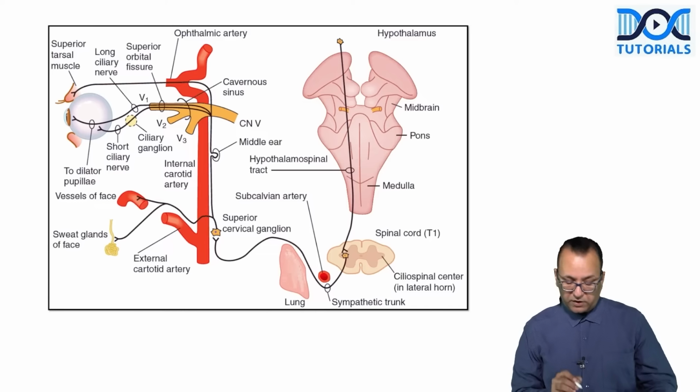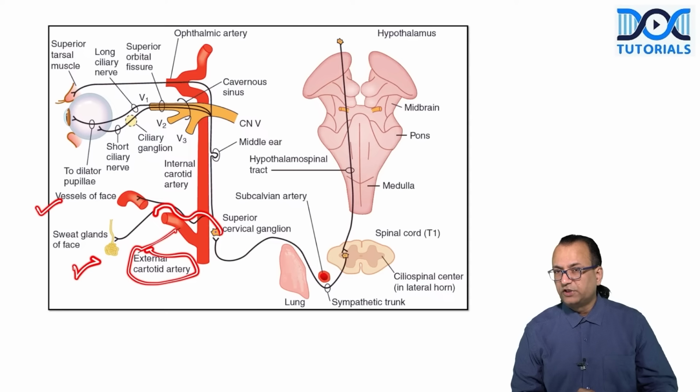What about the third order? The third order neuron starts from the superior cervical ganglion and follows 2 arteries. There will be a sympathetic plexus around the external carotid artery for the sweat glands and vasoconstriction.